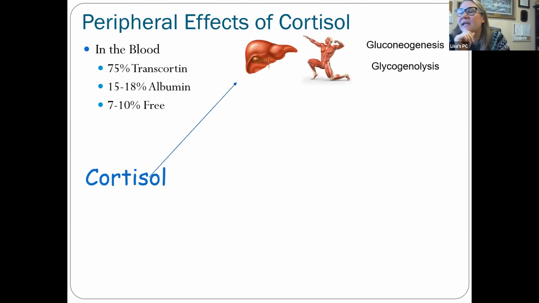But so, cortisol effects on the peripheral target tissues. It's going to act on the liver and muscle. It's a counter-regulatory hormone to insulin, so it's going to act to raise blood sugar by increasing gluconeogenesis and glycogenolysis in the liver and muscle tissue.